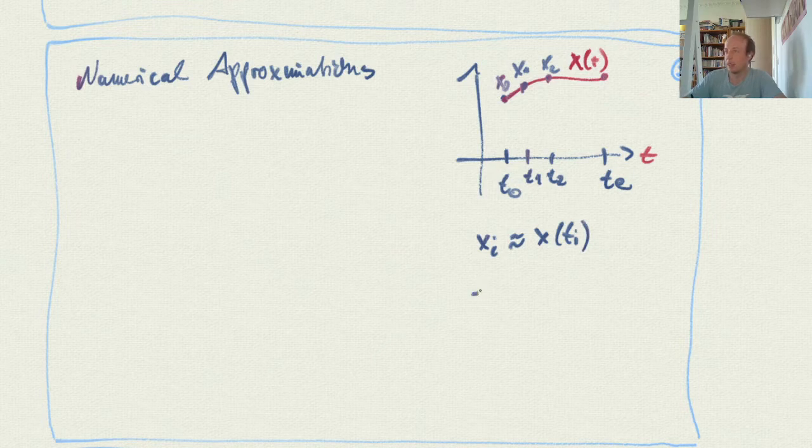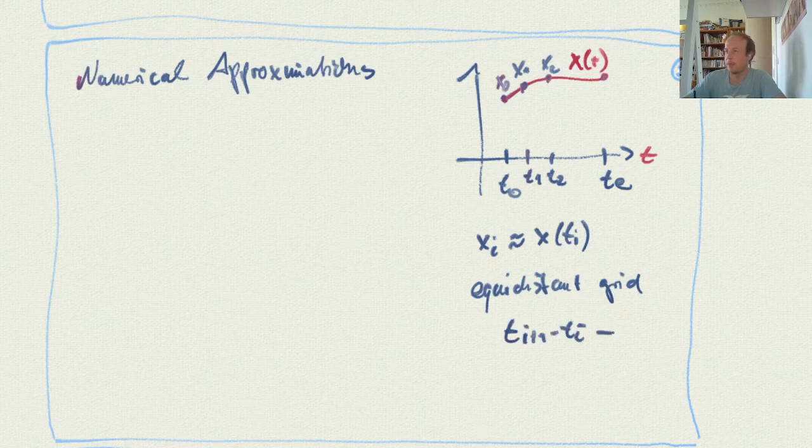And then what we also assume is that we have an equidistant grid. This means that t(i+1) minus ti is always the distance h. So this is h. Well, what else do we need? No, the n is not so important right now.